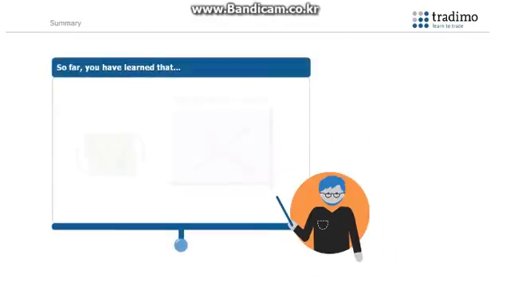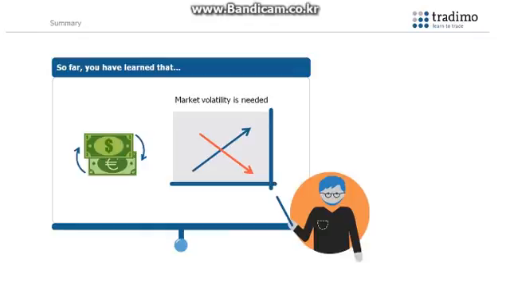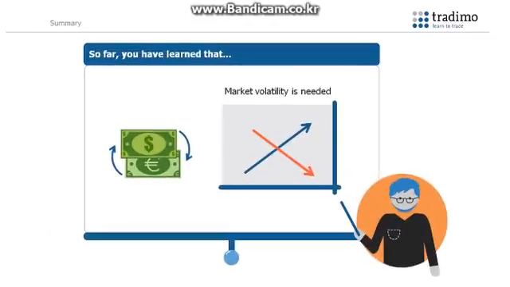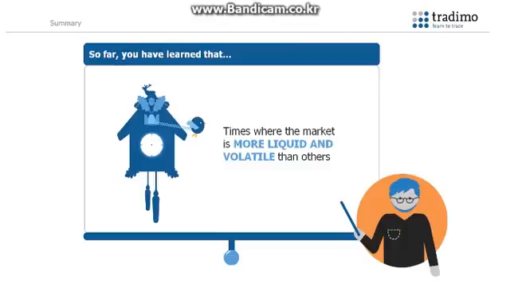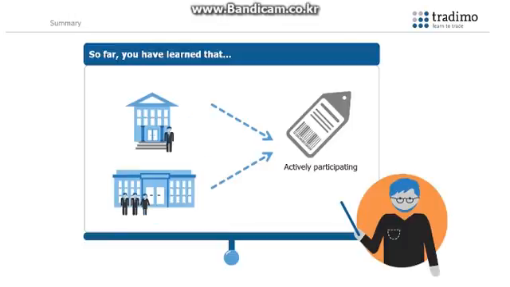So far, you have learned the beginner strategy is a trend-following strategy and that market volatility is needed for a trend to establish itself. Forex is a 24-hour market, and there are times where the market is more liquid and volatile than others. The market is most liquid when banks and financial institutions are actively participating, and this is when a trend is more likely to develop.